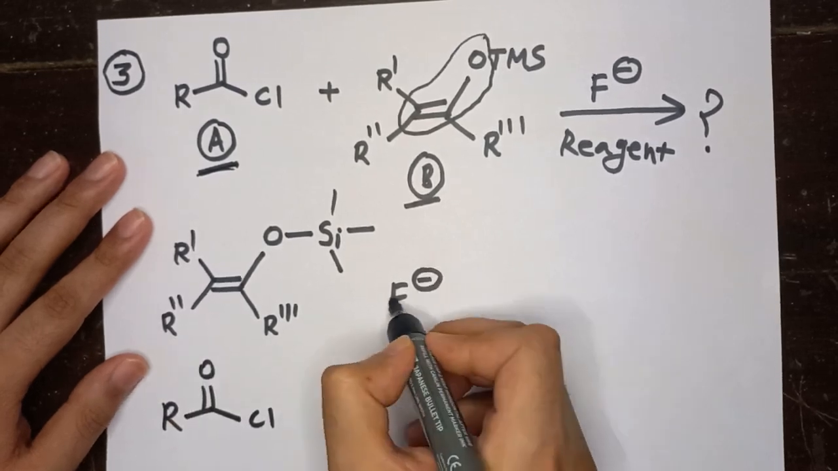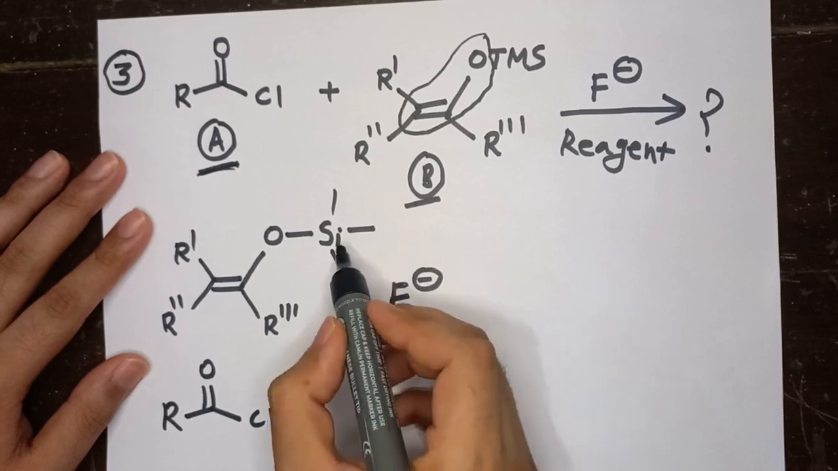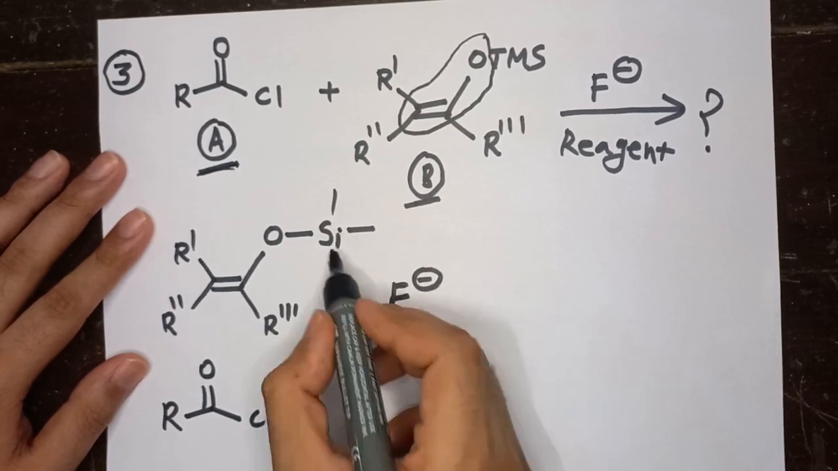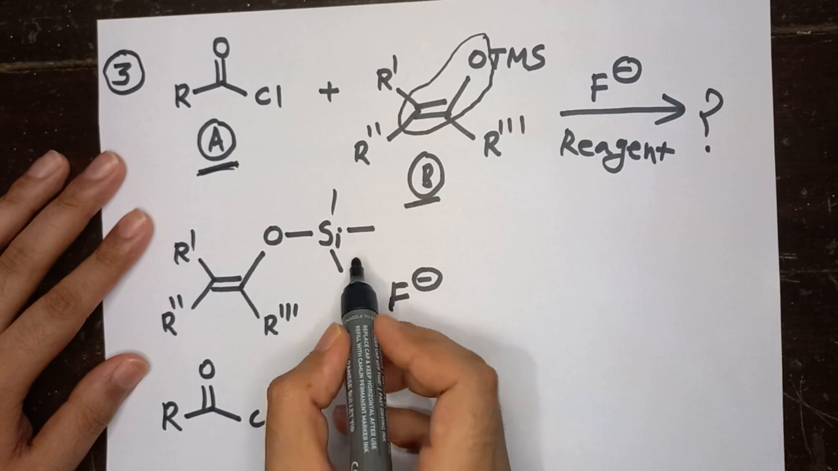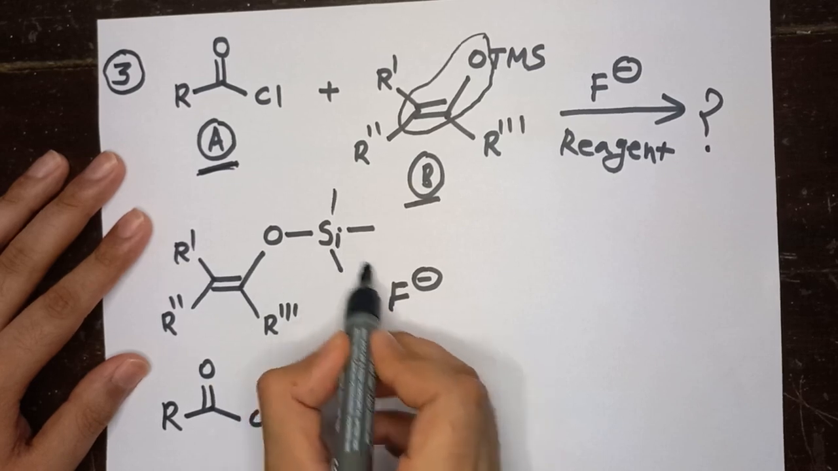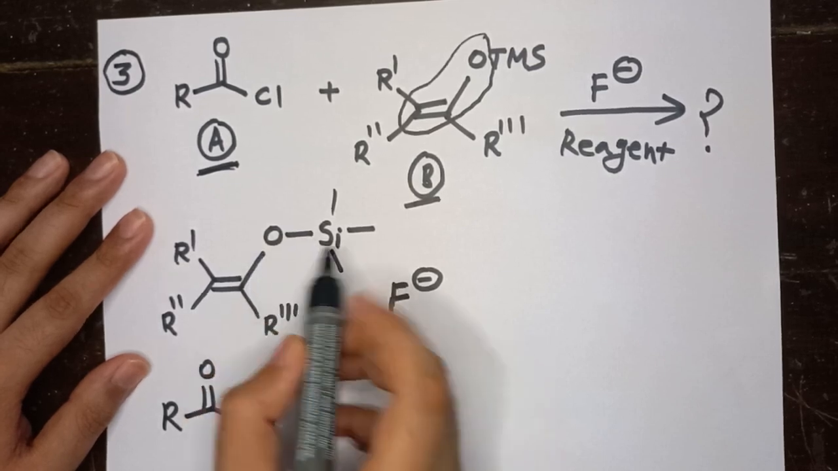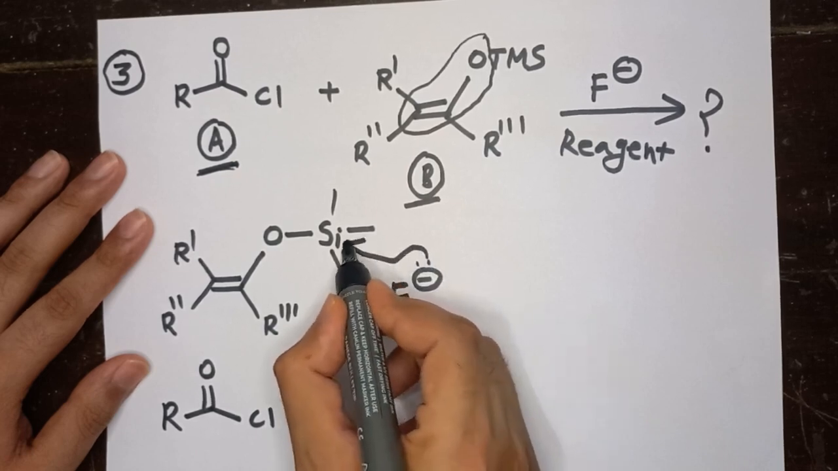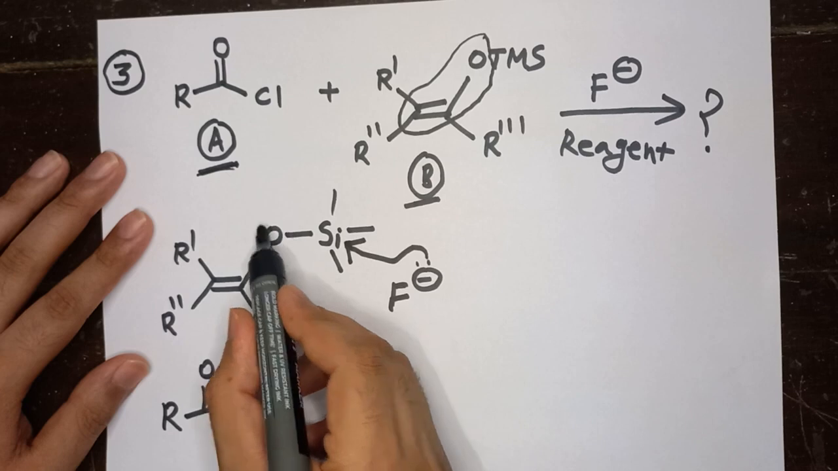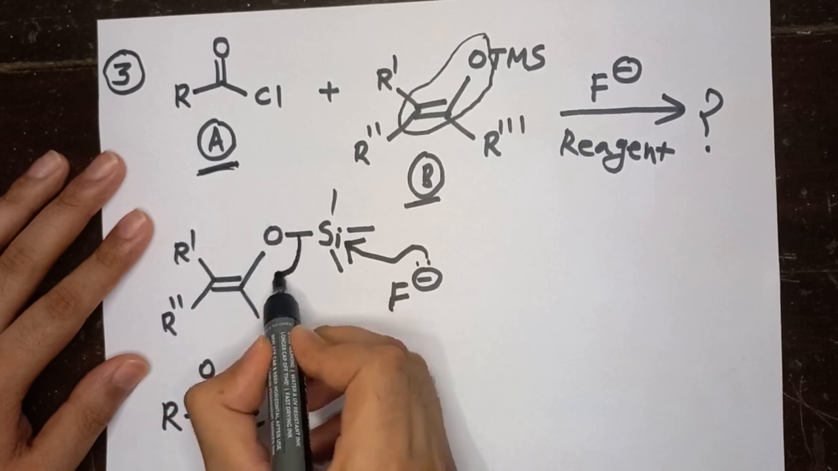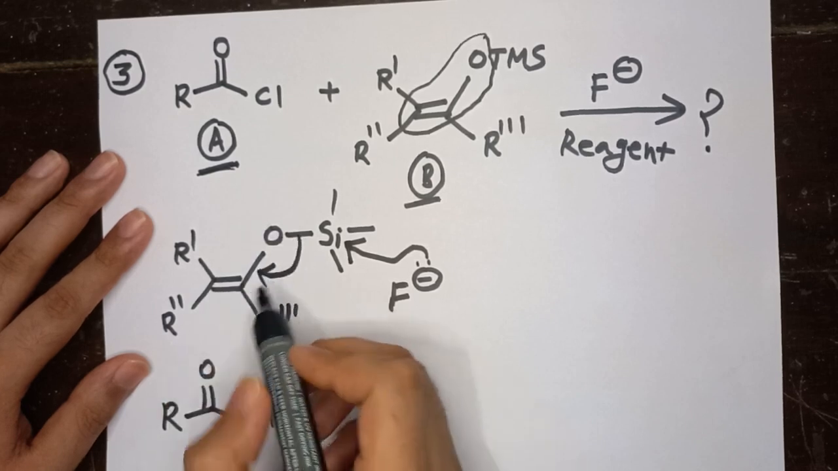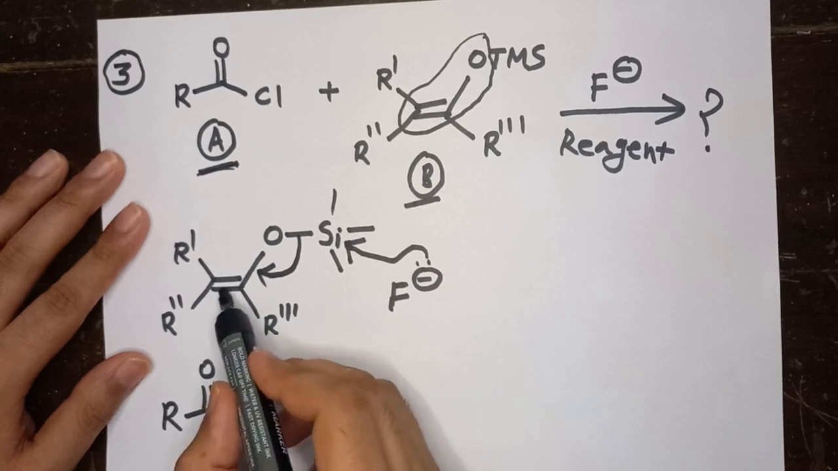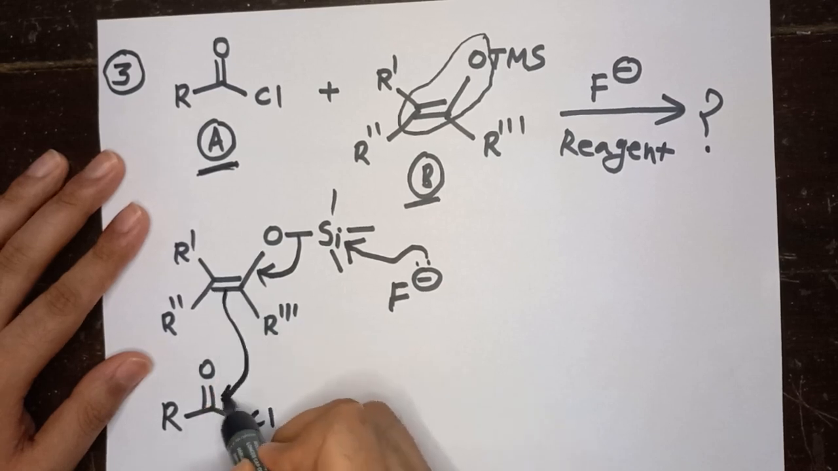Okay, so this F minus has a strong affinity, or you can say silicon has a strong affinity towards fluorine as compared to oxygen. That's why silicon prefers to form a bond with fluorine rather than oxygen if fluorine is present. So this F minus will attack at this silicon. Now this is an enolate, right? So this bond will form a double bond here. Okay, and this double bond will attack at this carbonyl.